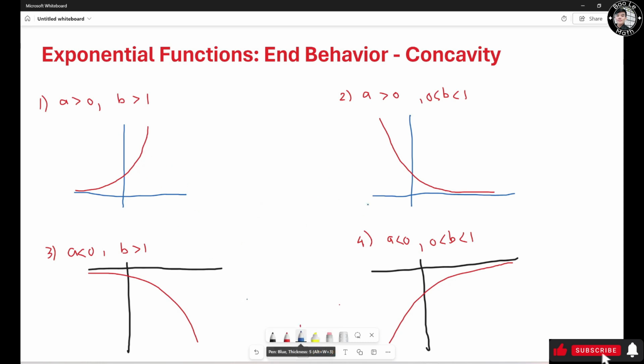So in all four cases right here, the exponential function has the x-axis as the horizontal asymptote. Alright, so this is the x-axis. The equation of the x-axis is y equals 0. Keep that in mind. The equation of the y-axis is x equals 0.